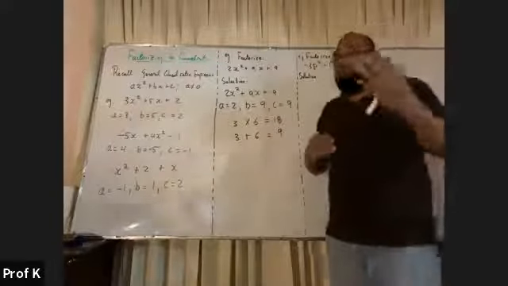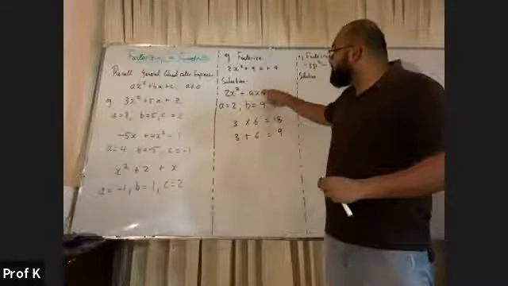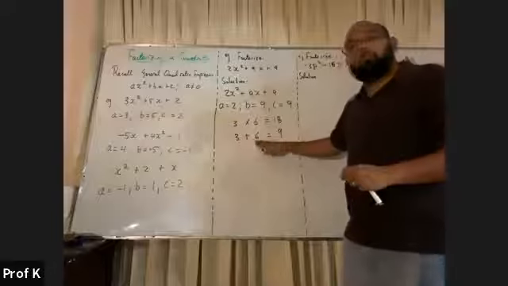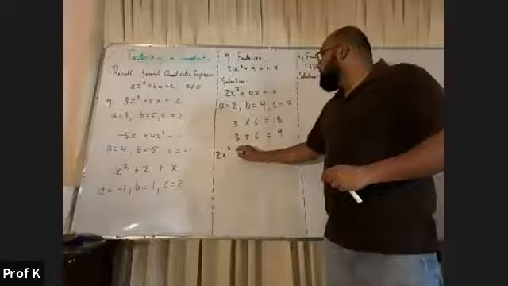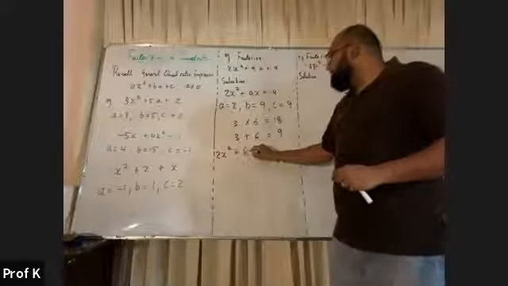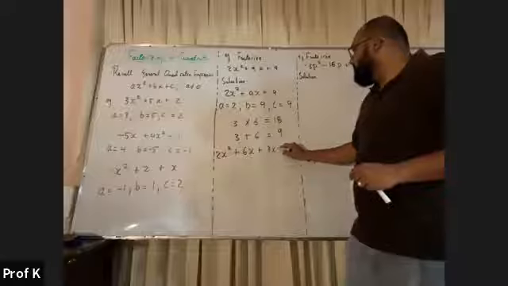Our next step, as you will see in the written method underneath, is to break up this middle term into these two numbers. So what we'll end up with is 2x squared plus 6x plus 3x plus 9.